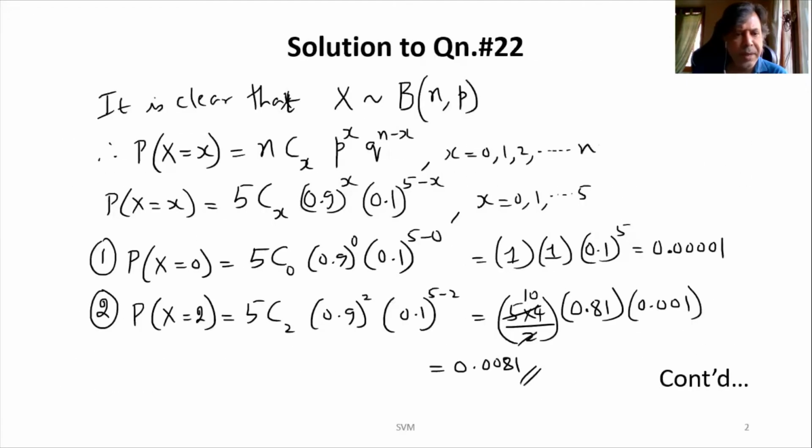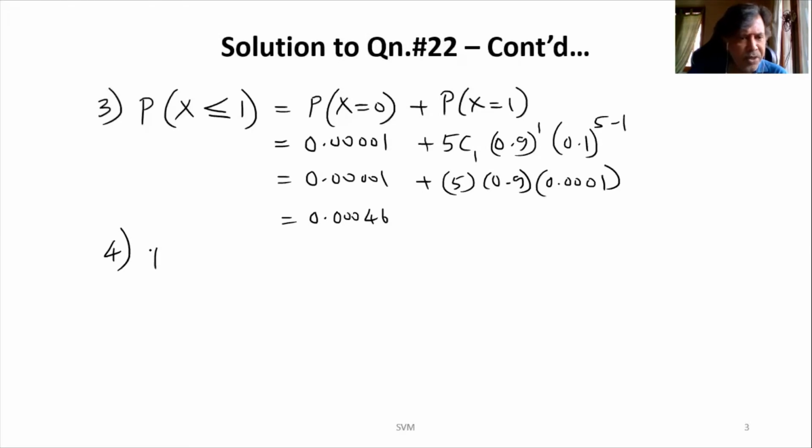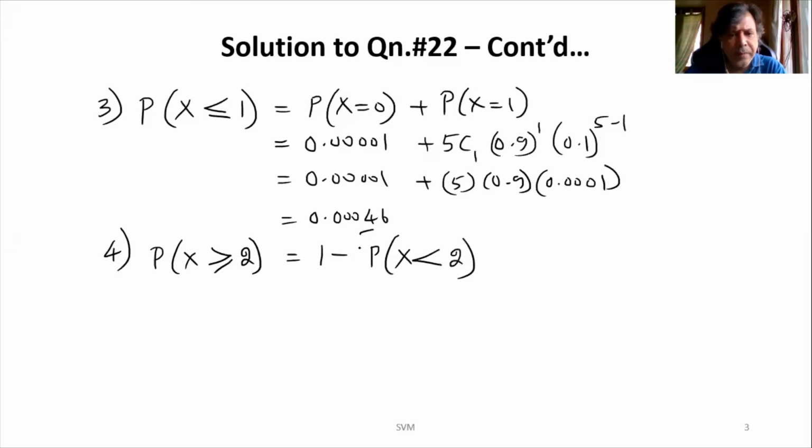At least 2 projects in time. At least means minimum 2 projects in time. So I will write greater than or equal to 2. Now greater than or equal to 2 means I have to calculate for 2, 3, 4, 5. That means I have to calculate 4 different probabilities. Instead what I can do, I can go for a complement calculation. So I can write this as 1 minus probability of exactly the opposite, which is less than 2. Again, when it is less than 2, 2 is not inclusive in this. 2 has to be excluded because it is less than 2.